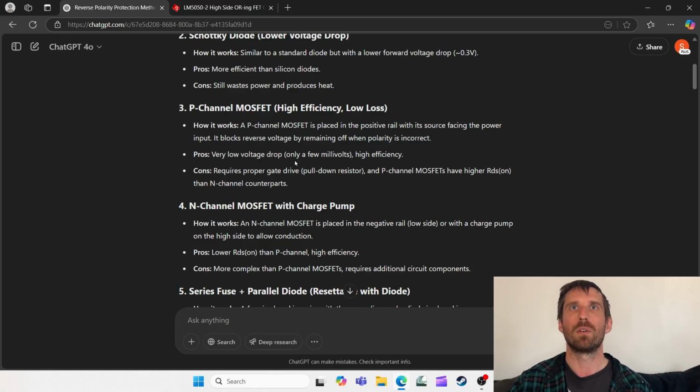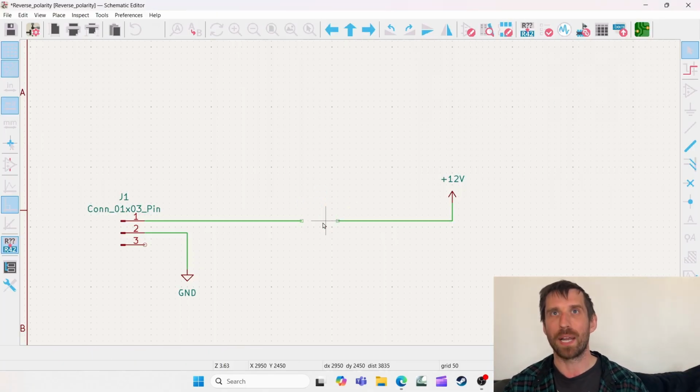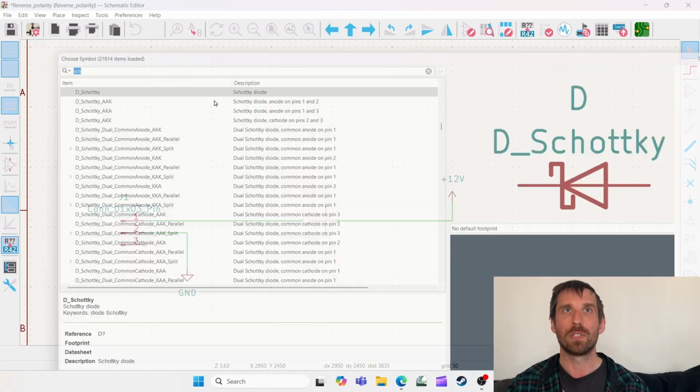Now, pros: very low voltage drop, only a few millivolts. Depends on your current. So I'm saying bullshit. Maybe. High efficiency. True. Requires proper gate drive. Pull down resistor? Huh? I mean, yeah, but here's how to do this. I'm not quite happy with how that explained it.